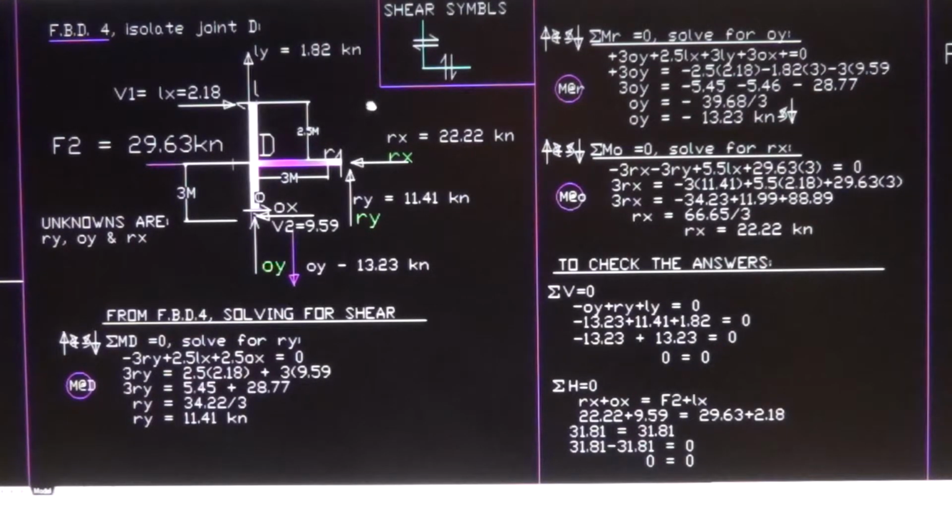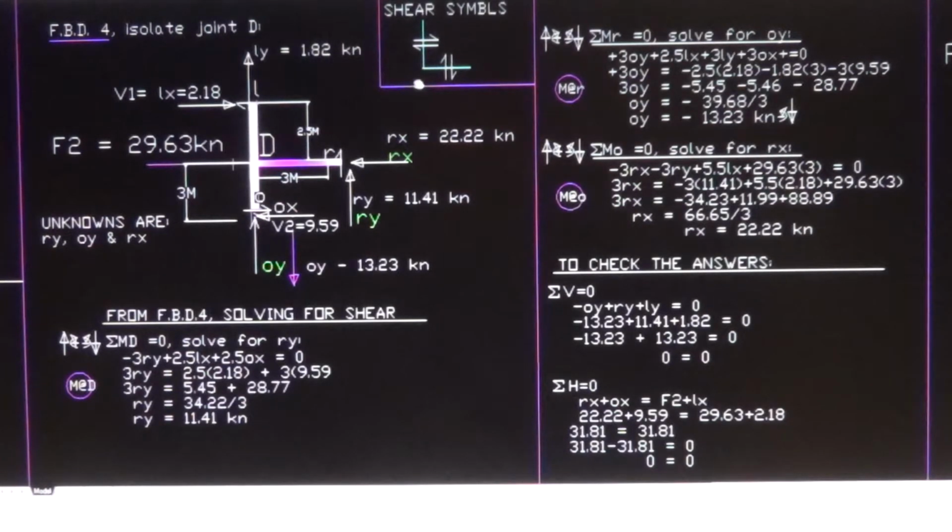Like the shear symbols here, there are two half arrows, one to the left and one to the right. That's the symbol of shearing force. And for the beam, one half arrow is going up and one half arrow is going down. That's what you draw when you cut a structural member. So that's why we have it here. The other half is going down, and this one is going up. So that's why L1 is going up, at 1.82 kilonewton.